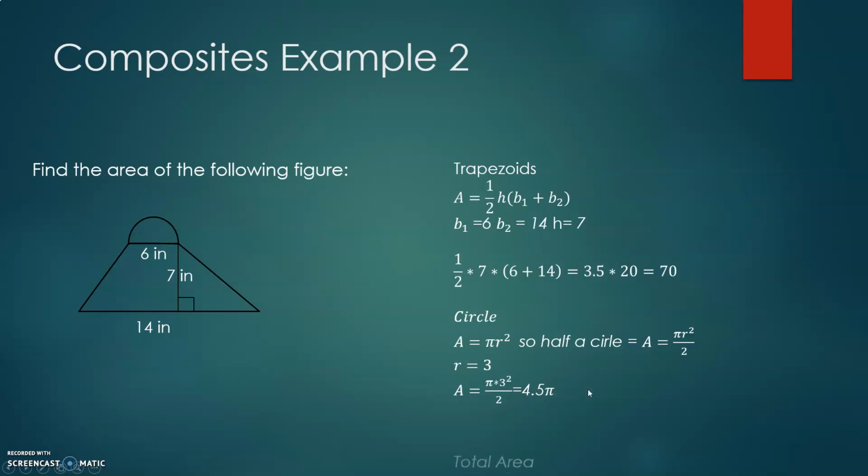Now to bring these together for a total area, we add 70 plus 4.5 pi. You could leave it that way, in inches squared, or what we'll have you do for these particular problems in your lesson and in your assessment is put in 3.14 for pi, so 4.5 times 3.14, and then add 70 to that. It gives you 84.13 square inches.